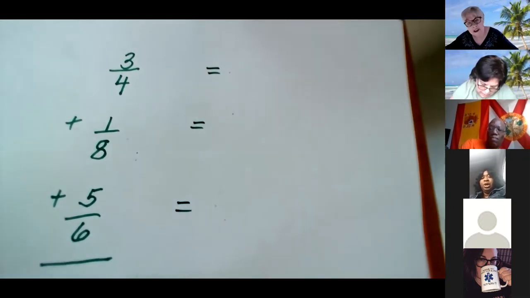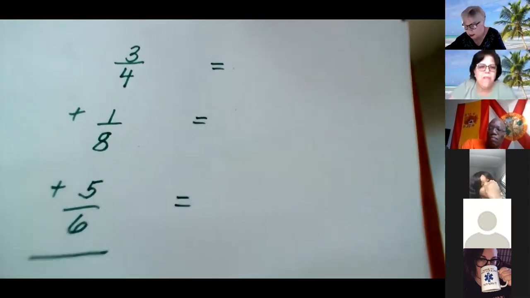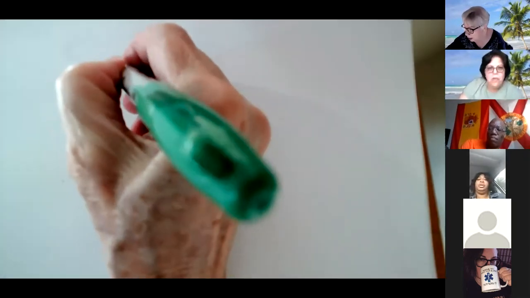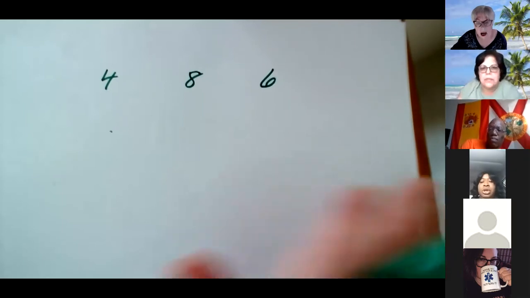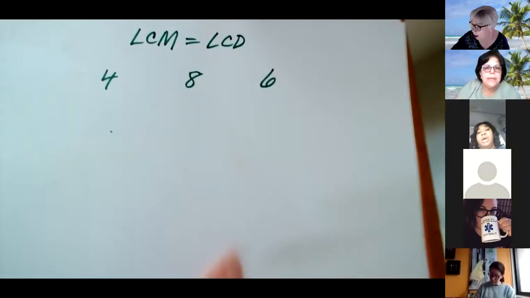I'm going to move it to a separate sheet of paper. The 4, the 8, and the 6. I'm going to try to figure that out. I'm actually trying to find the lowest common multiple, lowest common denominator, whatever.